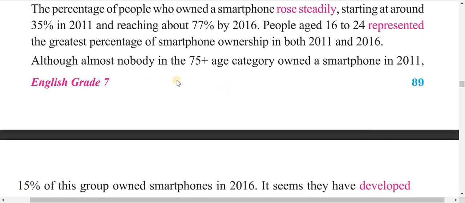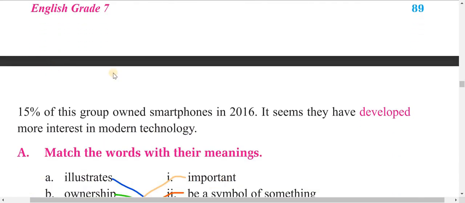Almost nobody in that 75 plus age category owned a smartphone in 2011. इन्ट्रेस्टिङ कुरा के छ भने 2011 मा 75 वर्ष भन्दा माथिका बुढाबुढीले, सो समूहले, स्मार्टफोन 0 थियो, कसैसँग पनि थिएन। 15% of this group own smartphones in 2016, after 5 years पछि हेर्ने भने 75 भन्दा माथिका उमेरका मान्छेको पनि 15% मान्छेसँग स्मार्टफोन हुन थालेको छ। It seems they have developed more interest in modern technology.